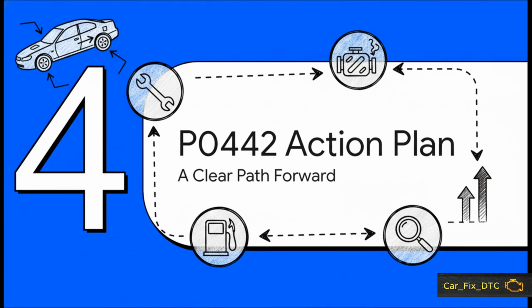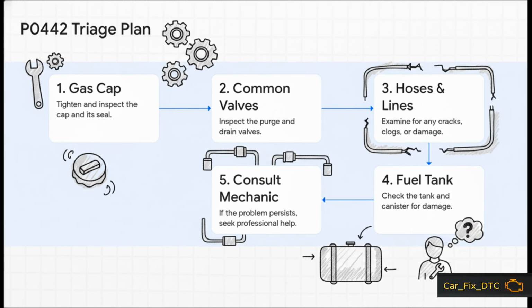Phew! So we've gone all the way from the simplest possible fix to the more involved stuff. Now, let's tie it all together into a clear, logical action plan that you can follow step by step to figure this thing out and get that light turned off for good. Think of this as your roadmap, and it is really important to follow it in this order. #1, start with the gas cap. It's free, it's easy, and it's the most likely fix. 2, move on to the common valves and the cap's rubber seal. 3, then carefully look over all the hoses and lines. 4, do a quick visual check on the fuel tank and canister for any damage. And finally, if you've done all that and the light is still on, that's the time to say, okay, I've done my part, and consult a professional mechanic.